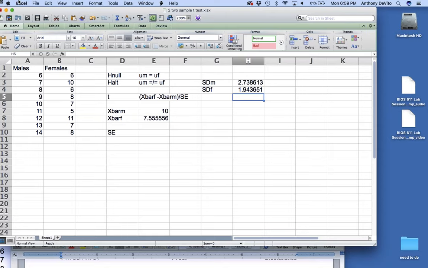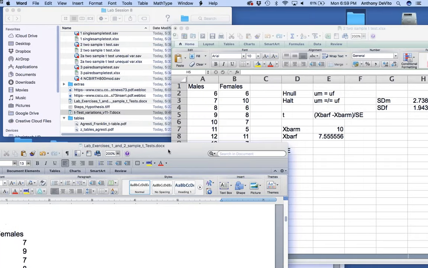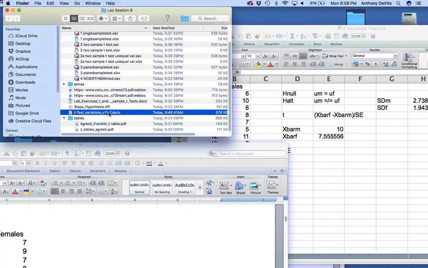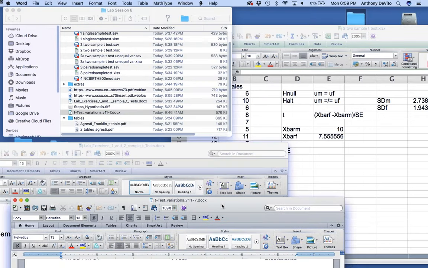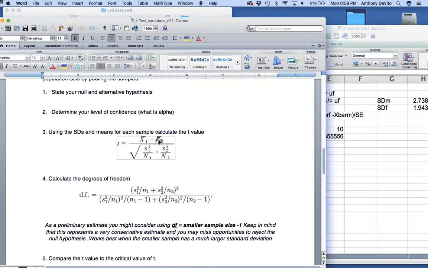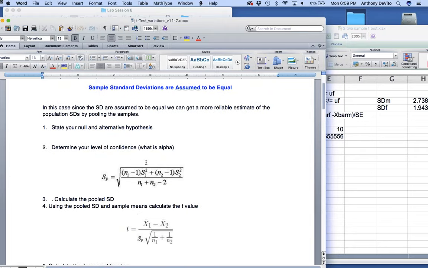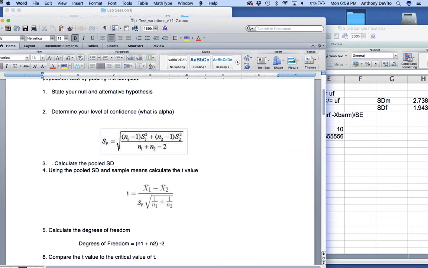So how do I handle standard deviations that are the same? Well, let's go back here. That was our first variation. Okay, so let's see what I have to do. t is equal to the difference between the two means over the square root. Whoops, I got the wrong one. Okay, first thing I'm going to do is pool the two standard deviations.